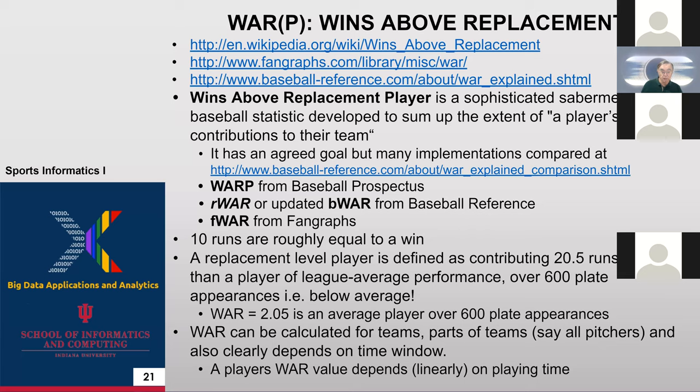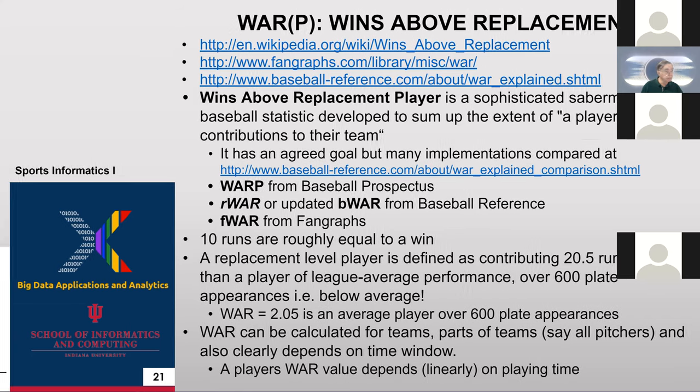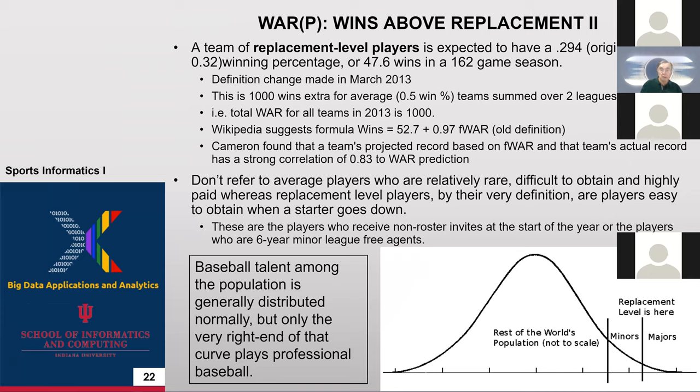And you can look at wins above replacement for the whole team, parts of teams. And you have to bear in mind that the WAR is dependent on your playing time. If you don't play, you can't actually get any wins, so you can't have a wins above replacement. Remember, the standard WAR corresponds to 600 at-bats. And if you happen to have a team with replacement level people, it would win less than 30% of the games it played, which means you would do very miserably.